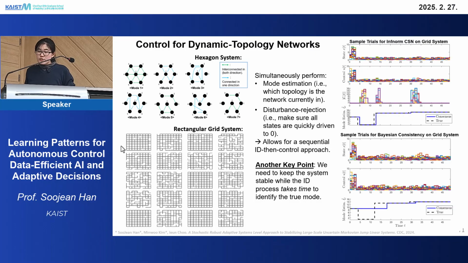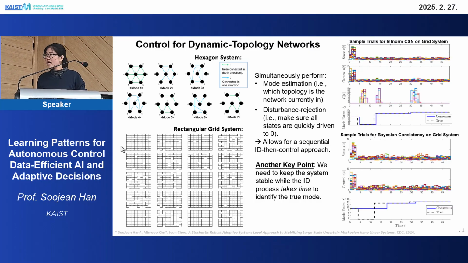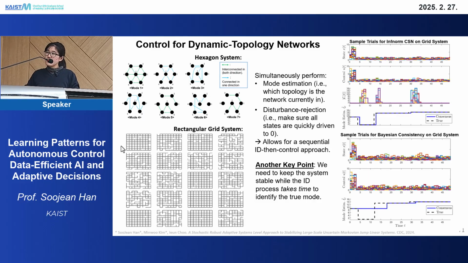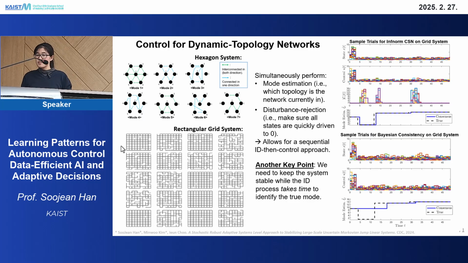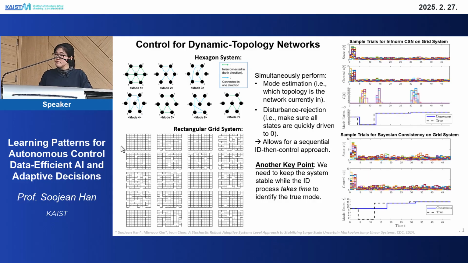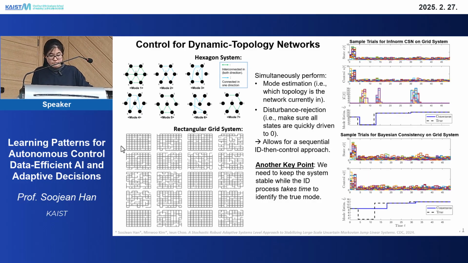Okay, so this allows for a sequential identification and then control approach. But another key point is that we need to keep the system stable while the identification process is taking the time to identify the true mode. That requires a level of robustness that we introduced to our algorithm in the CDC paper.